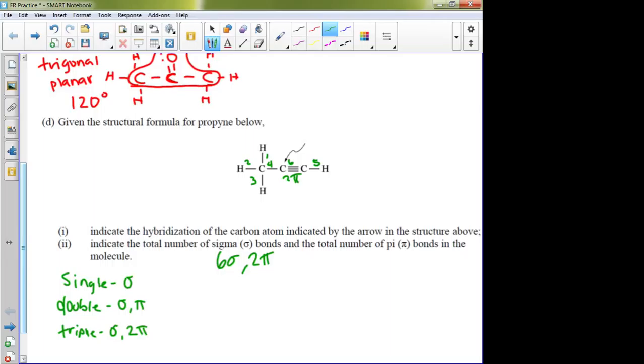You're never going to have to use it to explain something. That's pretty much the extent of what they would ask you about sigma and pi bonds on the AP exam. It's how many sigmas, how many pi, or what kind of bond is represented here. Really, as far as you are concerned, it doesn't really help your life to know sigma and pi.